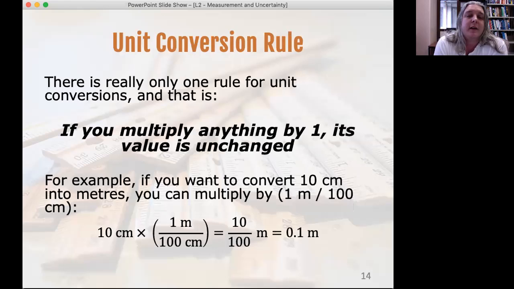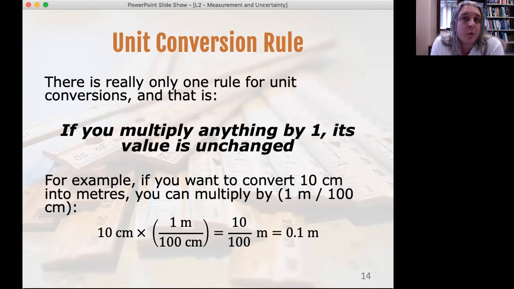There is one really simple rule for unit conversion, and that is that if you multiply anything by 1, its value is unchanged. Hopefully you're all familiar with this. That's a very basic principle of mathematics. Anything times 1 is just equal to the original anything you had. It doesn't change the actual value. But what we can use that for is changing units.